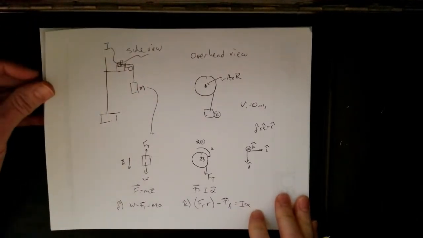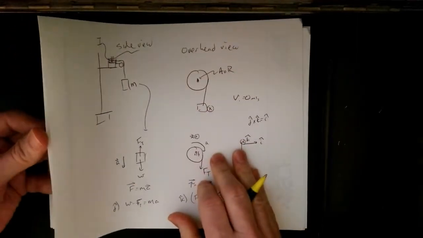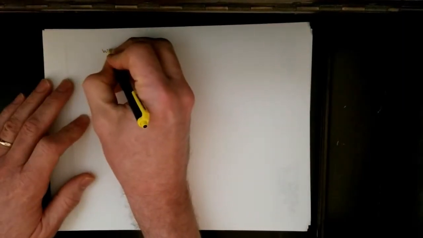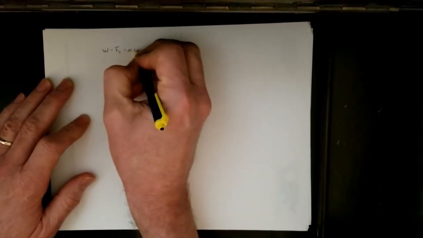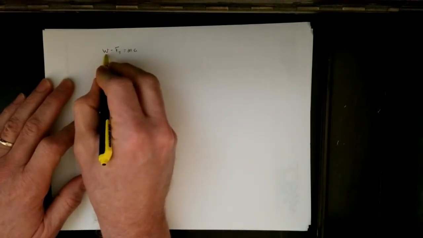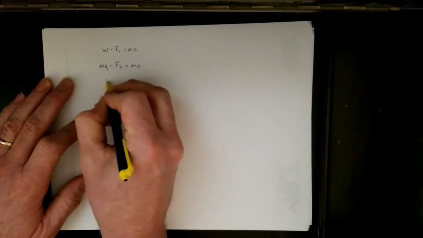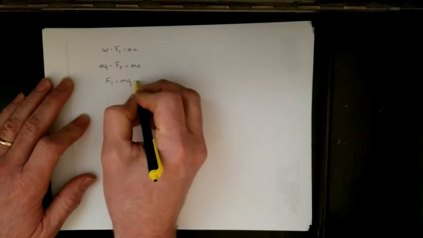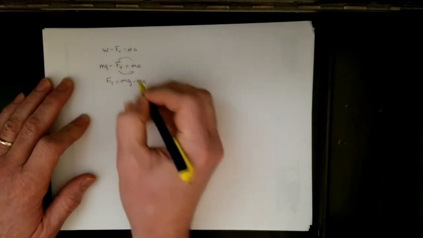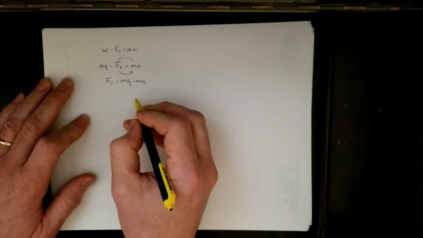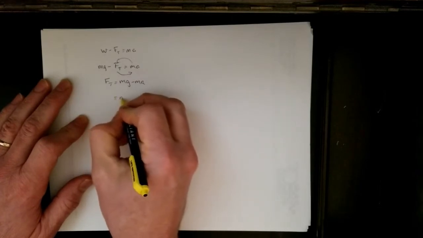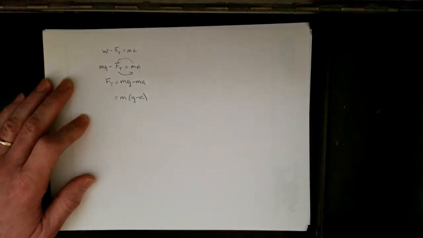And so on to actually combining the two. So I have W minus tension is equal to ma. This was my j equation. I know that's mg minus the tension is equal to ma. And so therefore the tension is equal to mg minus ma, just flipping sides here, and flipping the sides of those two terms and then flipping the overall equation. And so that's equal to mass times g minus a. So the tension is the difference between the weight and the mass times acceleration.